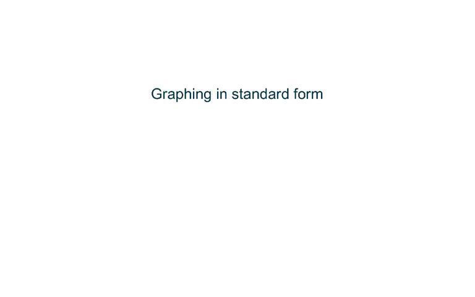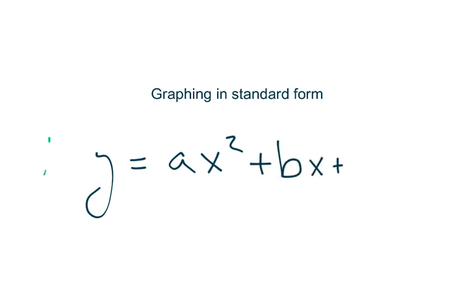This video here is for graphing in standard form for a quadratic. First thing you need to know is what standard form is. Standard form is y equals ax squared plus bx plus c. So this is the standard form of a quadratic.